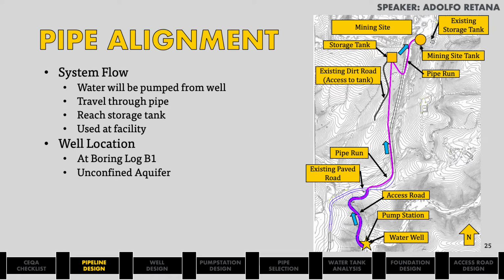My name is Adolfo, and I want to quickly go over our pipe alignment again before continuing with our design considerations. To have an idea how things will perform, we can refer to the image to the right, representing our project's pipe alignment. This AutoCAD image demonstrates how we will transport the water from our supply, which is the well, to our clients. The water supplied is pumped from our well located at the start, and travels through our pipe as seen by the purple line, and into our storage tank indicated as a yellow square, and into an existing tank indicated by a yellow circle. The well is located at boring log B1, which provides us with information of the unconfined aquifer. Now we can move forward with more of our engineering design considerations, continuing with the well design.